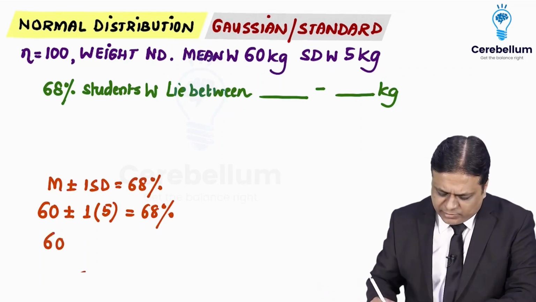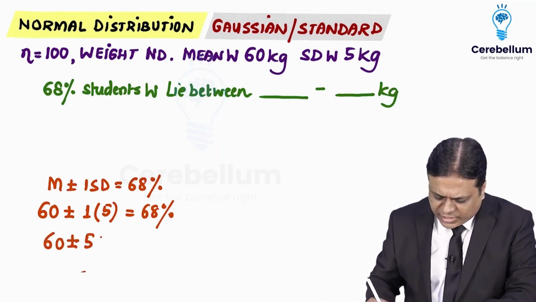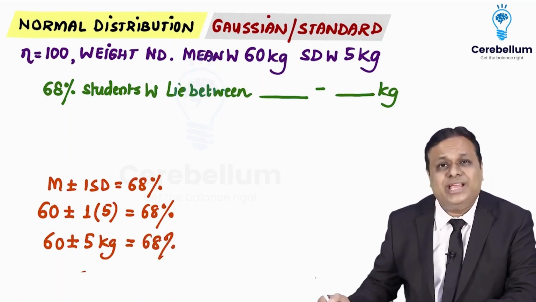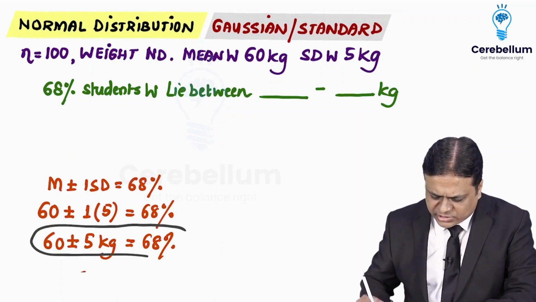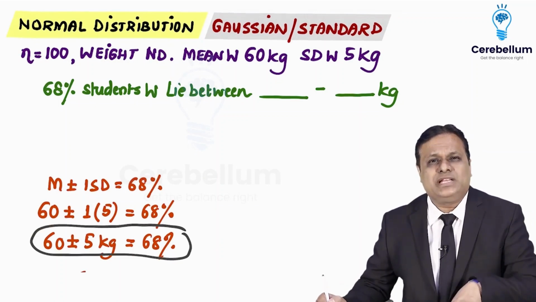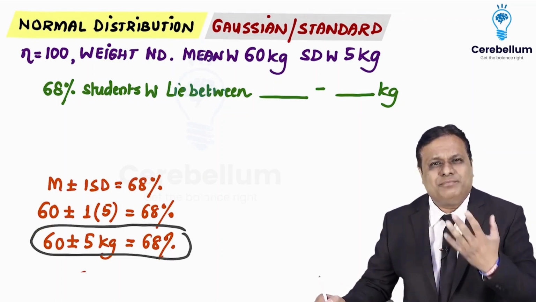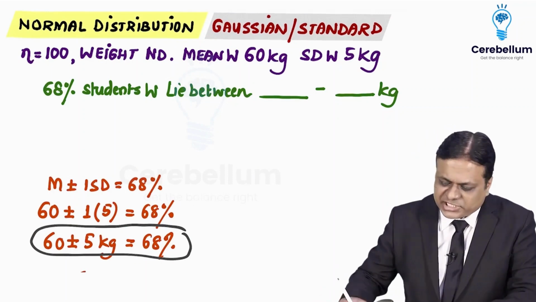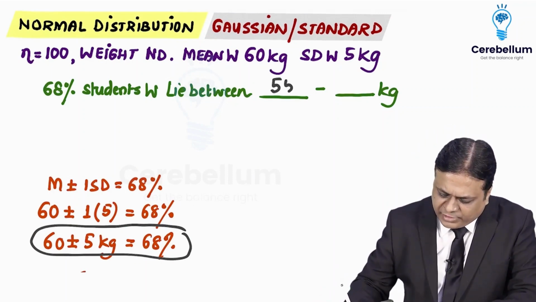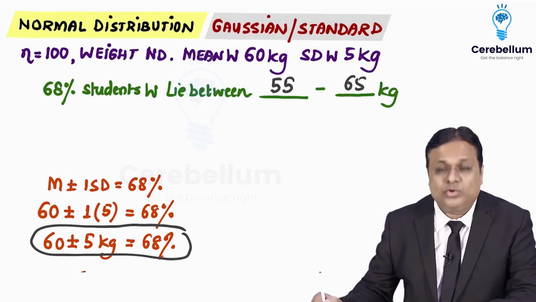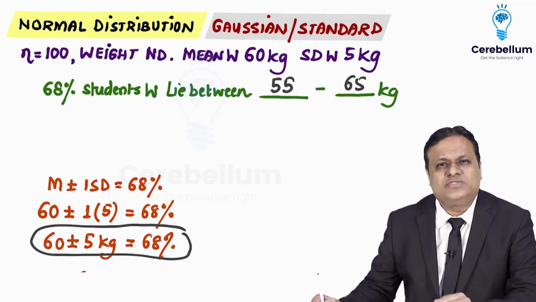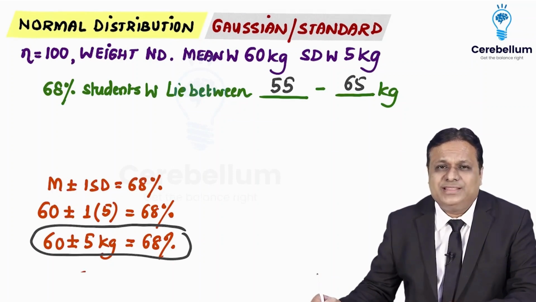So 60 plus minus 5 kg is the range of weight of 68% students. This is what examiner has asked. 60 plus minus 5 are two different values. 60 minus 5, 60 plus 5. 60 minus 5, 55 kg. 60 plus 5, 65 kg. So 68% students will lie between 55 to 65 kg weight in this class.